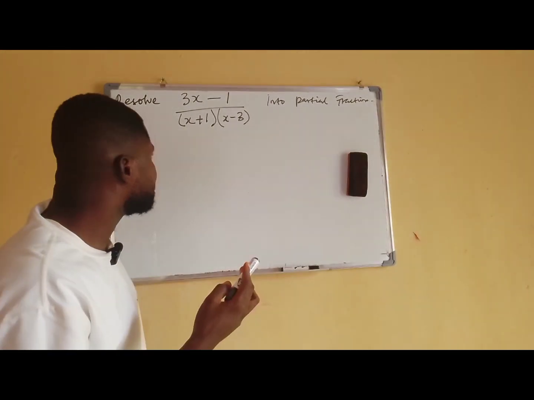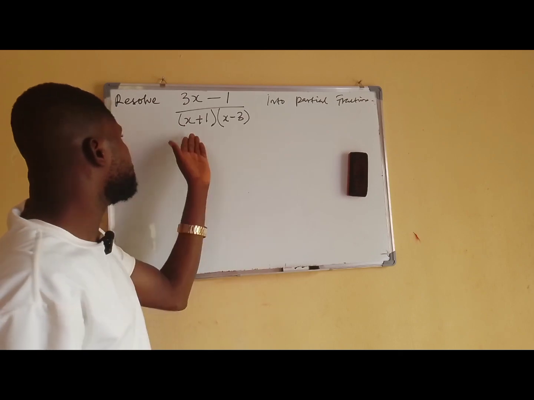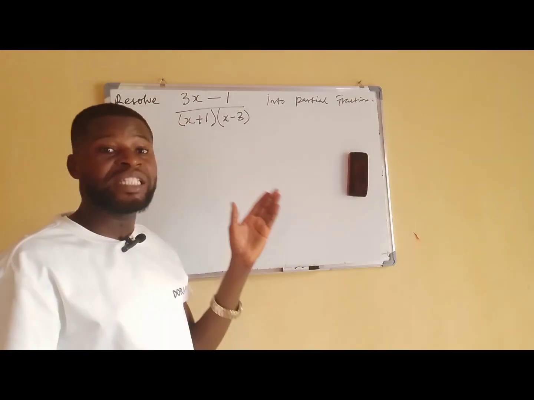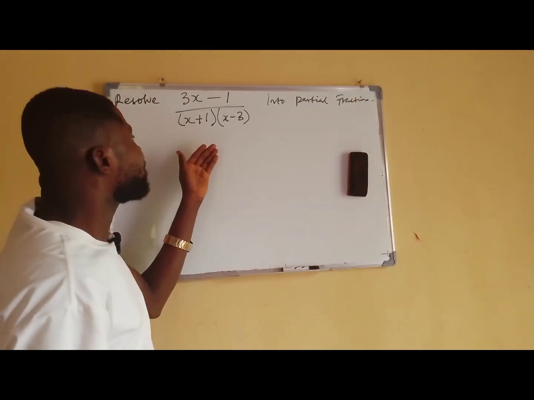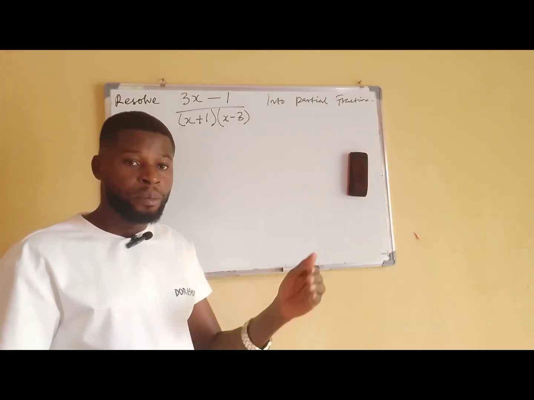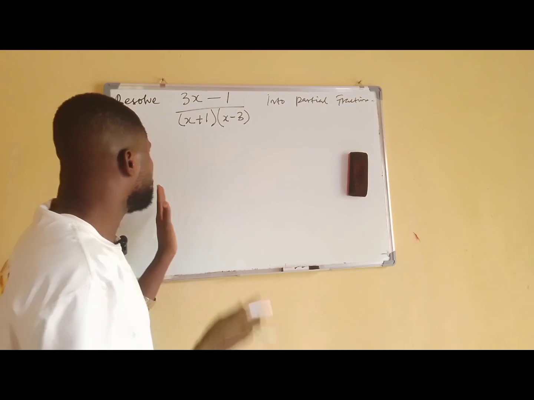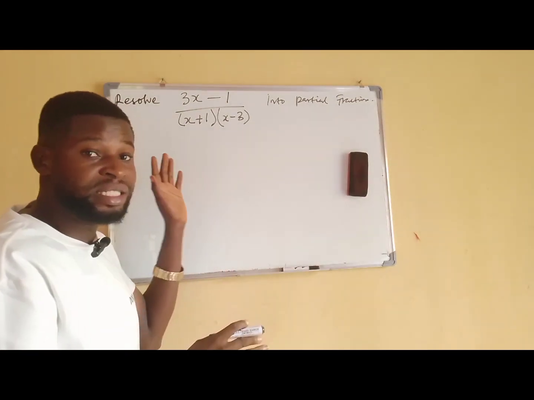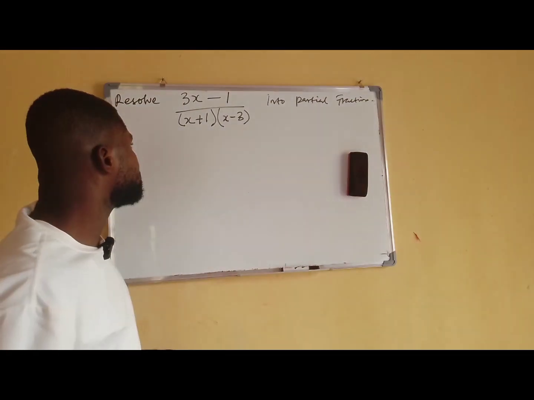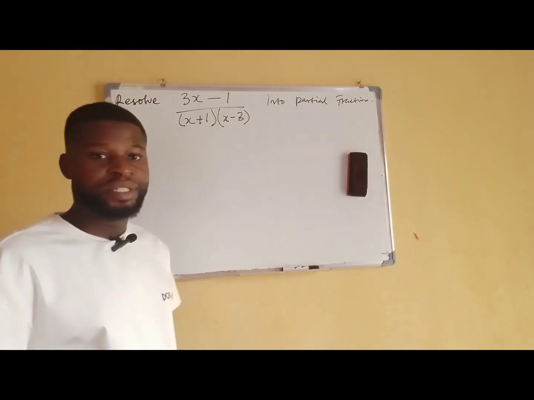When you are done with that, there are some questions whereby the denominator will not be in factorized form, in the sense that it will require you to factorize the denominator first before you solve. But looking at this example precisely, everything is set here. What we do now is we proceed with the solving.